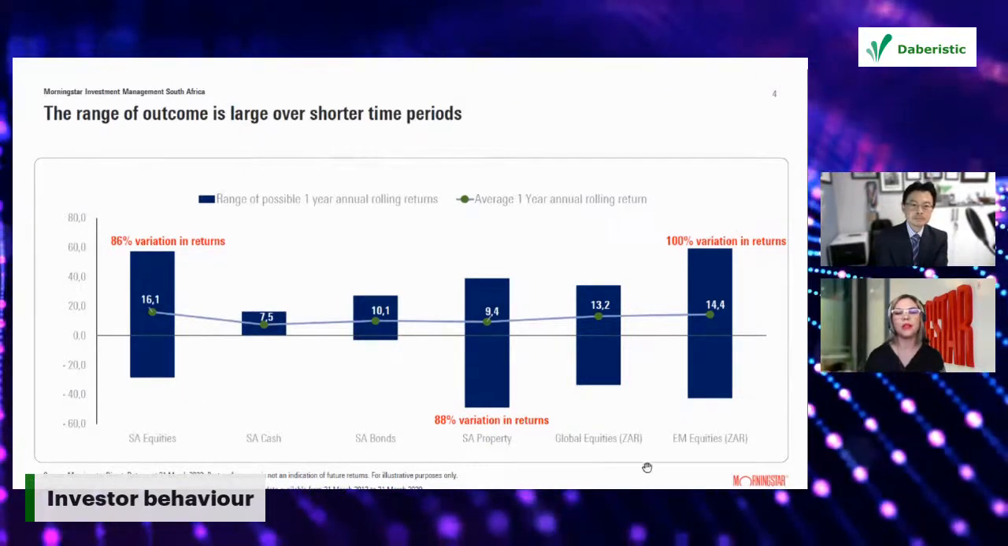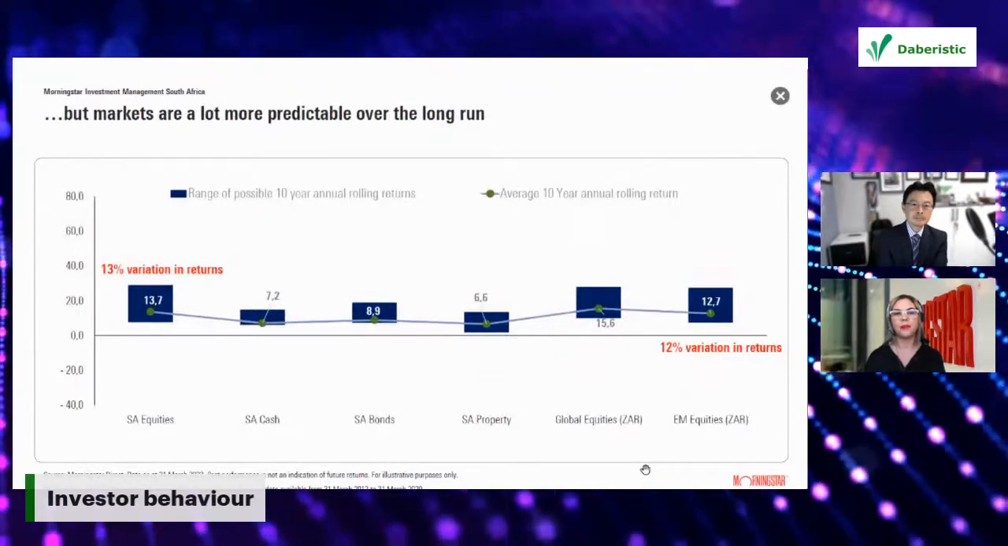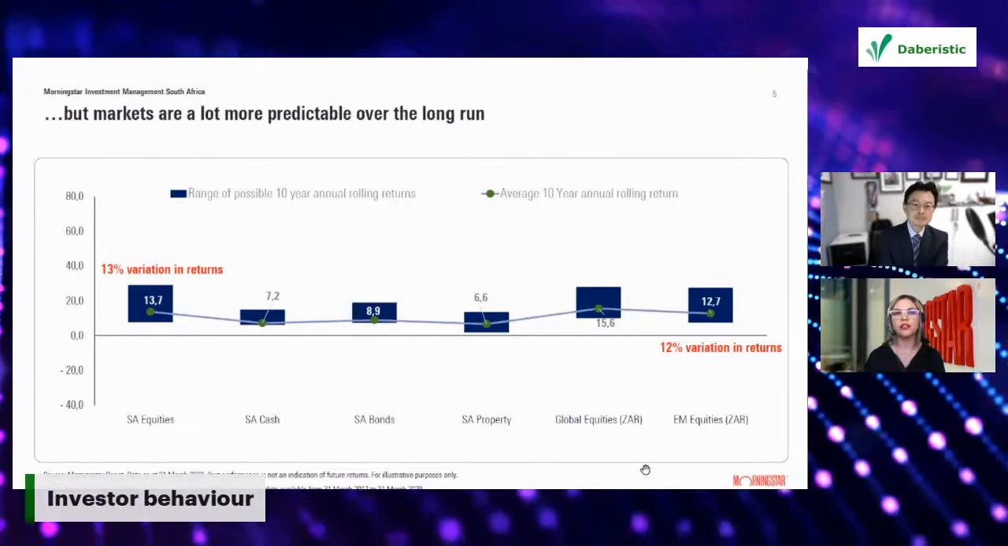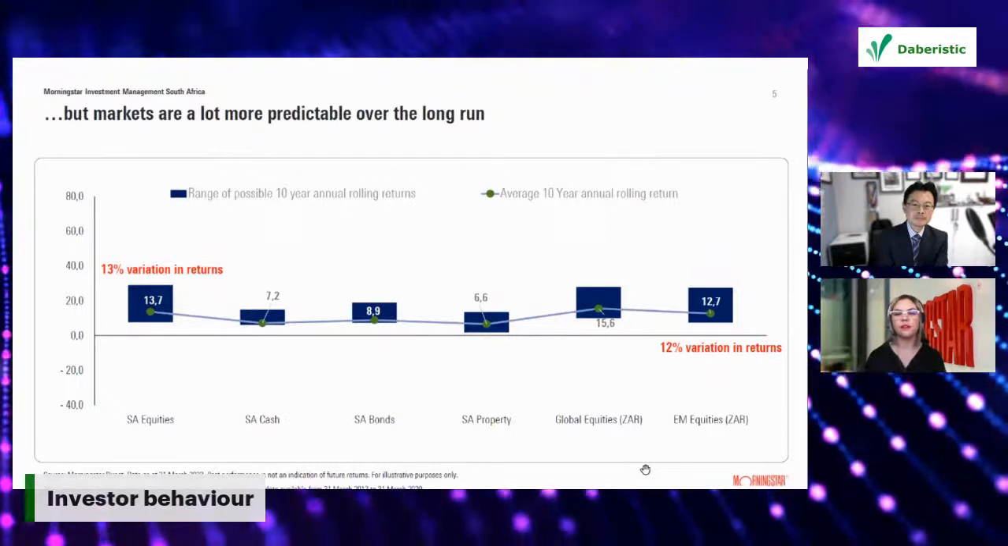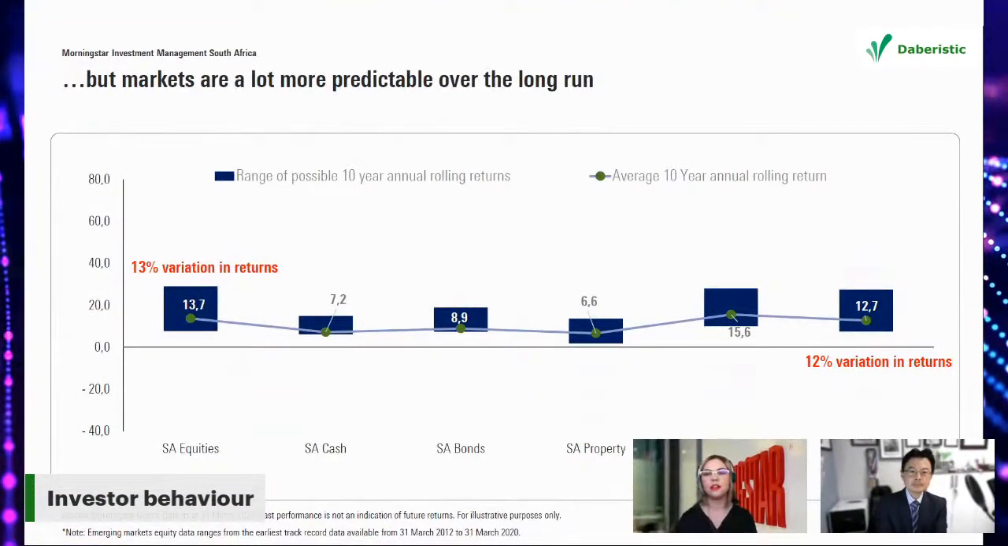But look what happens when you take that 1-year return and look at something similar over 10 years. This is the exact same picture, but over 10 years. There are two big observations here. The range of returns is a lot narrower: 12% variation in emerging market equities, compared to 100% on the previous slide. In SA equities, 86% is now 13%. So the range of returns becomes much lower. And every single asset class we show here is in the positive. So over the long term, the market is more predictable, and having a long-term strategy is very important.